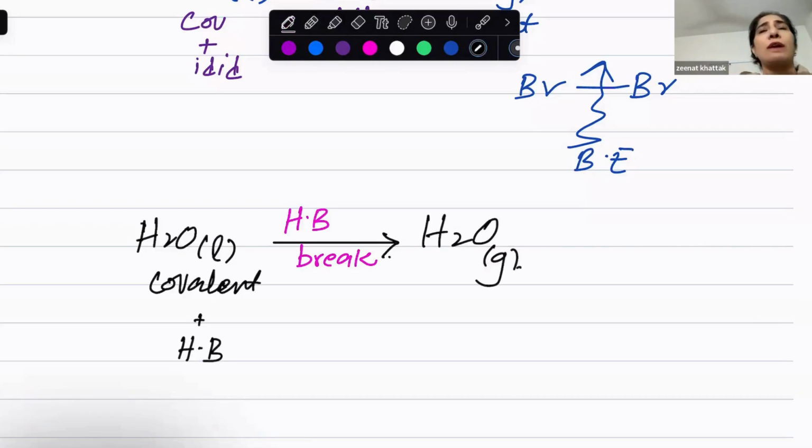Gas. Okay, when I teach in the classes, sometimes I find that some students think that hydrogen bond is very strong. I agree, hydrogen bond is the strongest among intermolecular forces. Hydrogen bond is stronger than PD and IDID. But hydrogen bond is a weaker bond than covalent; it's an intermolecular force.